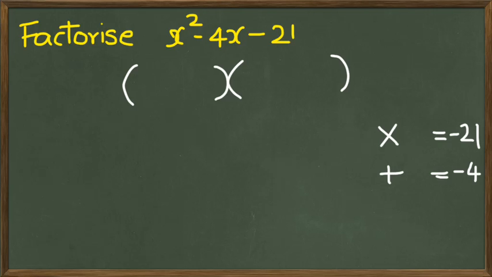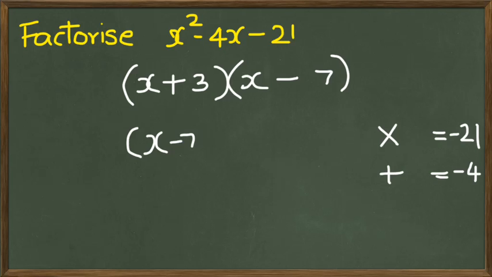7 and negative 3. Holy crap, that was bad. Sure, x plus 3 and x minus 7. Does it have to be, can it be the other way around? That's a good question. Can this be the other way around? Because that's how I did it.